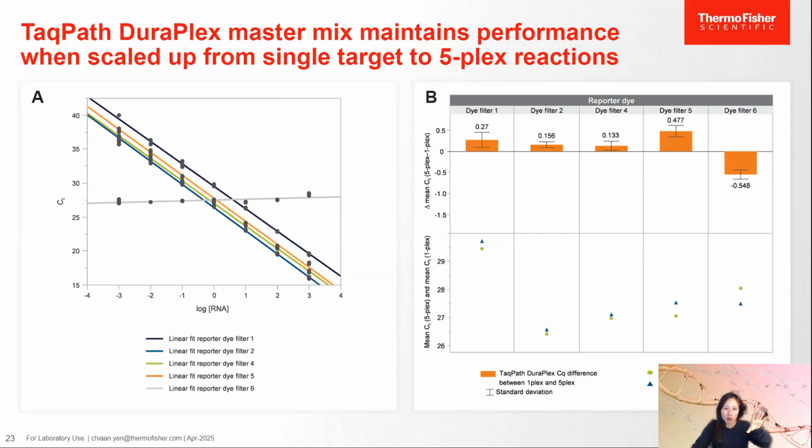And just picking one of the data points here and then graphing it out in terms of the Cq difference between the single target reaction, which was also run on a plate, compared to the multiplex reaction that I'm showing on the left. You can see that the delta Cq again is less than 0.5 difference. So showing that with scale up, there's no loss in performance.